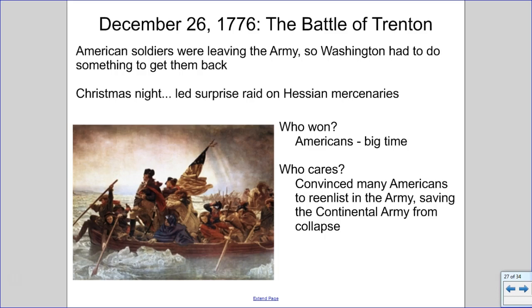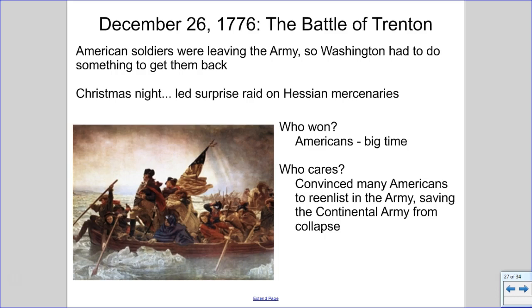Anyway, what happened? So they attacked basically where the Hessians were camped out, celebrating Christmas night. The Americans won overwhelmingly. They killed an awful lot of the German soldiers, the Hessian mercenaries. They also took the rest of them captive. They were prisoners of war. So the Americans won a huge victory.